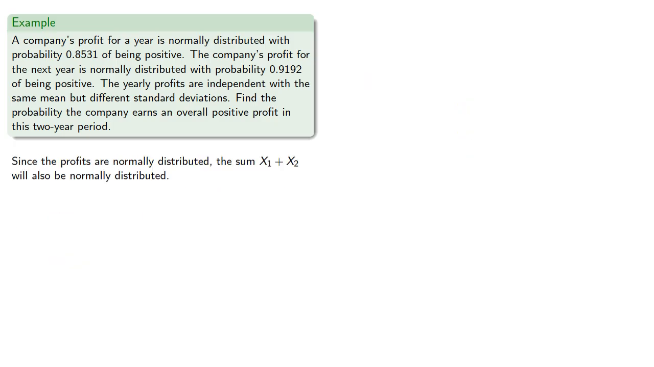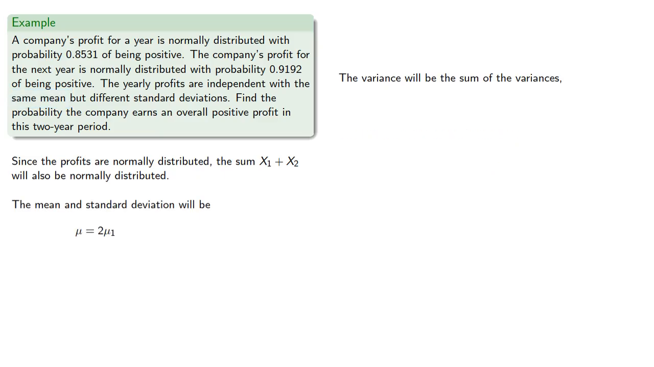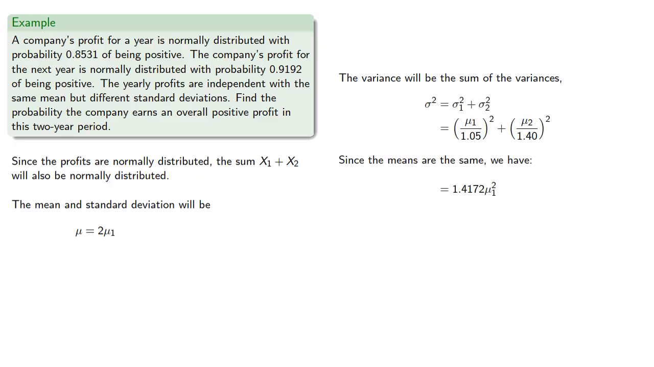which gives us another relationship between a standard deviation and a mean. Since the profits are normally distributed, the sum will also be normally distributed, and the mean will be the sum of the means. However, since the means are the same, that's just twice the mean of the first year. The variance will be the sum of the variances, and since the means are the same, this gives us, and consequently our standard deviation will be the square root.